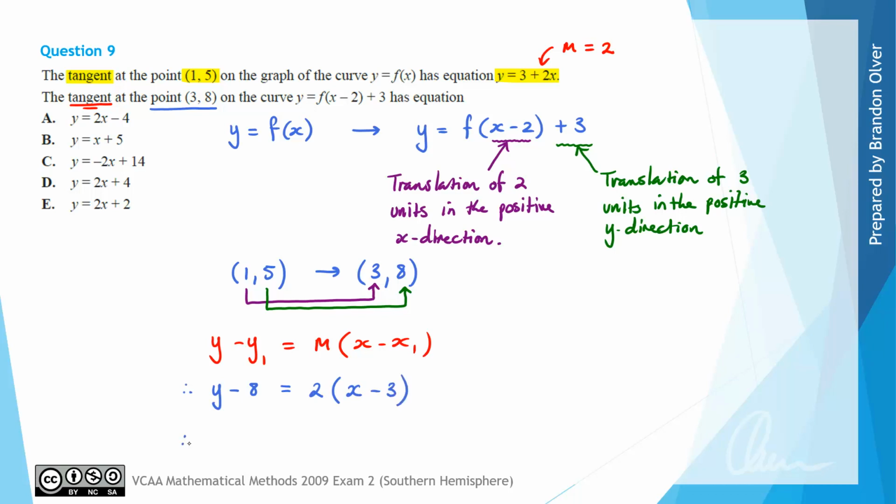From here we can solve for y. So we can have y subtract 8 is equal to 2x minus 6. And then adding 8 to both sides will give y equals 2x plus 2. So that means that E is the correct answer for this question.